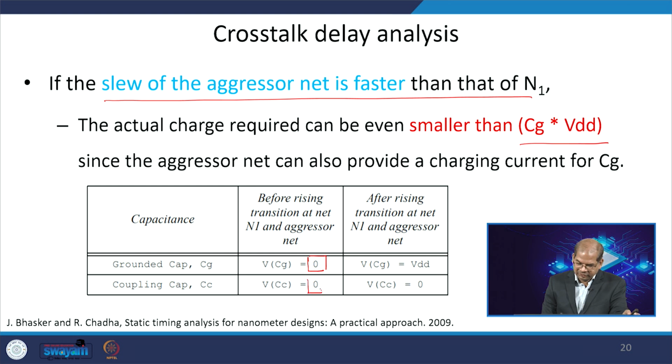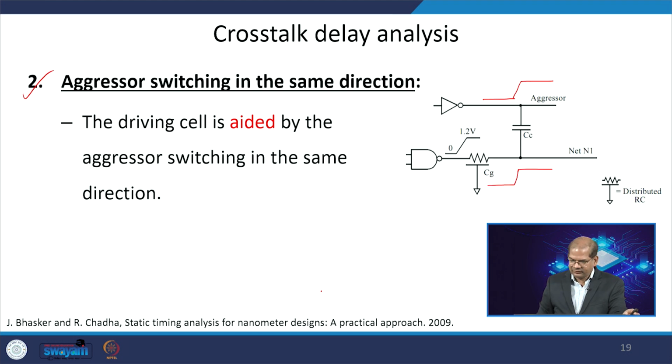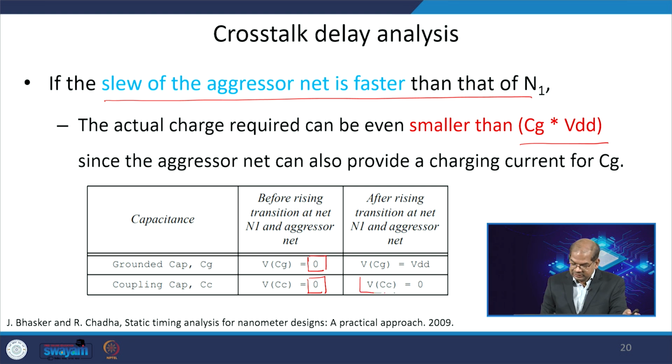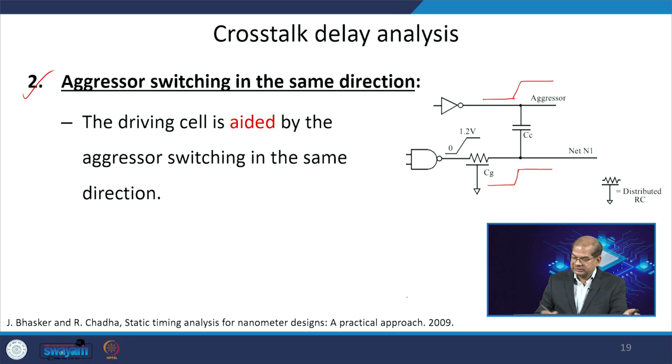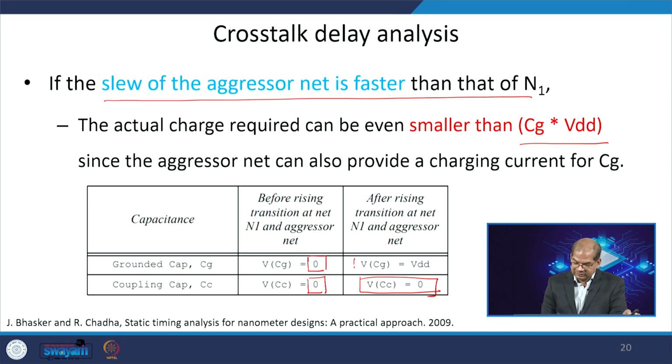Before the transition, the voltage across Cc is 0 in both cases. After the transition, both the aggressor and the victim have the same potential, so Cc is 0. Now, what will happen to the Cg? Cg is charged to VDD after the transition.